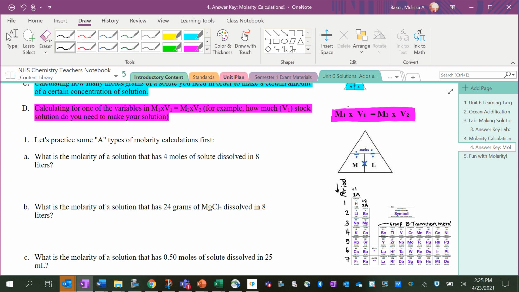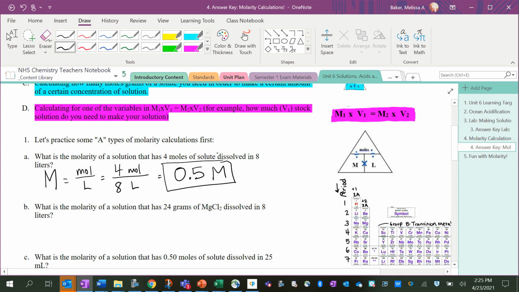And it starts off pretty simple. What is the molarity, which is moles divided by liters, of a solution that has 4 moles of solute dissolved in 8 liters? Well, 4 divided by 8 is 0.5. So you would just write 0.5 capital M for your final answer, because the capital M is like a shortcut for writing moles per liter.